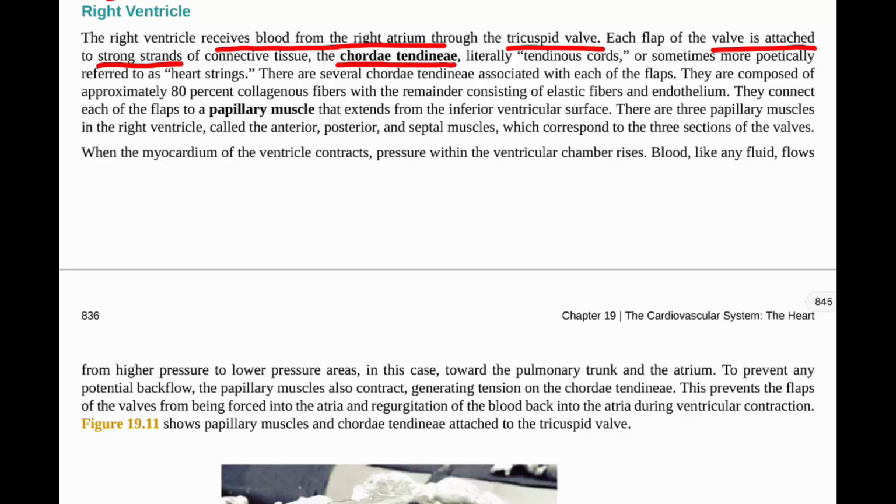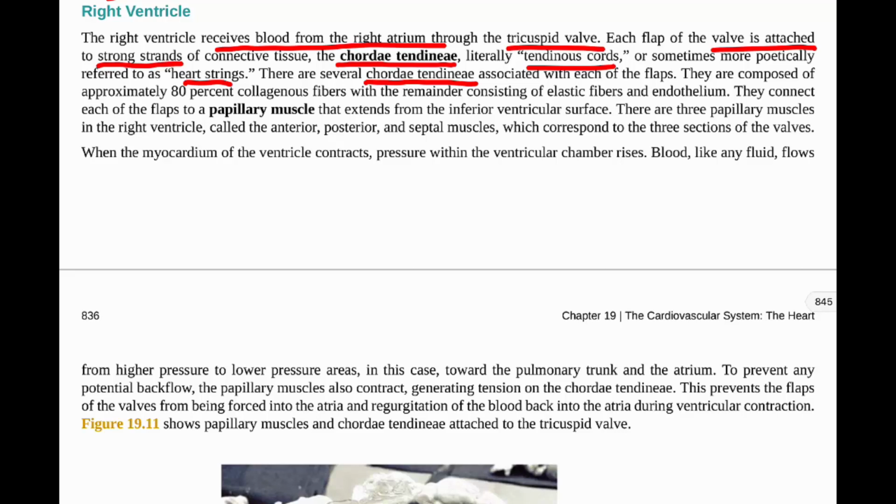There are several chordae tendineae associated with each of the flaps. So it's not just one string. There are several strings going to each flap of, for this example, the tricuspid valve. So there are 3 cusps. Each of those flaps, those cusps, have these strings attached to them, the chordae tendineae. And those chordae tendineae then are attached to our papillary muscles.